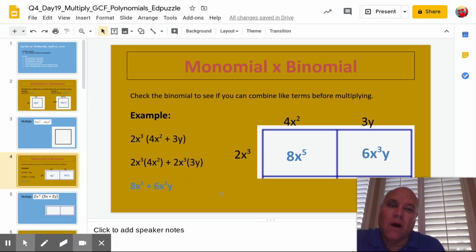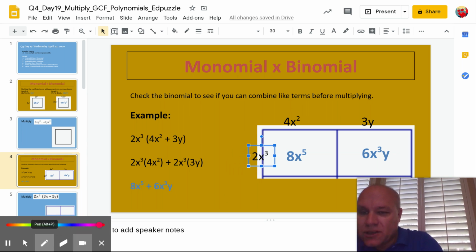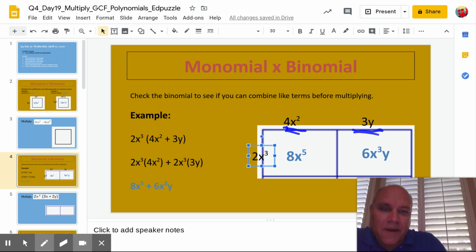Let's multiply a monomial times a binomial. In this instance, we need to set up a generic rectangle that's a 1 by 2. My 1 is for my monomial, the 2x to the third power. And my 2 is for the two terms of my binomial, my 4x squared and my 3y. All right, so we are going to multiply 2x to the third times 4x squared. That gives us 8x to the fifth power.